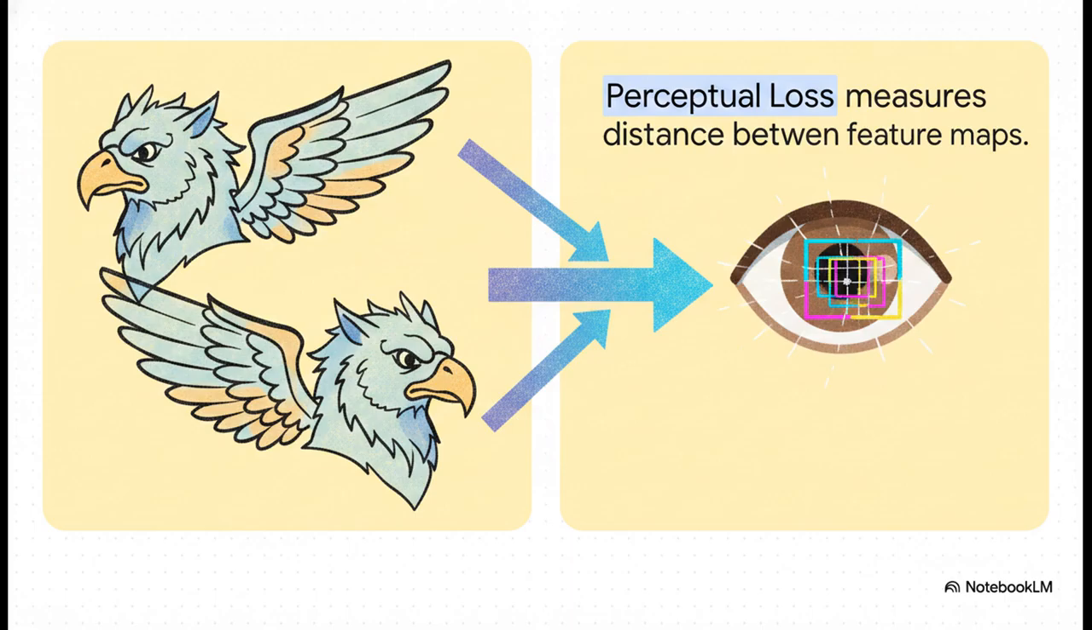Instead of comparing those raw pixels, perceptual loss takes both the generated image and the target image and passes them through a pre-trained network, usually something like a VGG classification model. Then we measure the distance between the high-level feature maps inside that network. If the internal activations match, it means the structural and semantic details match. It's actually exactly how human perception works.